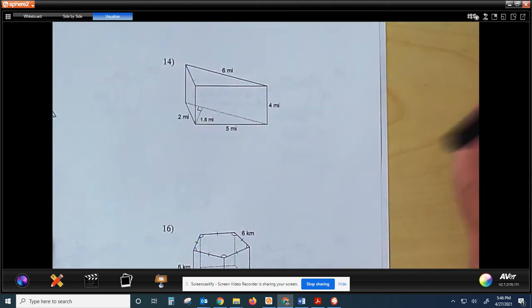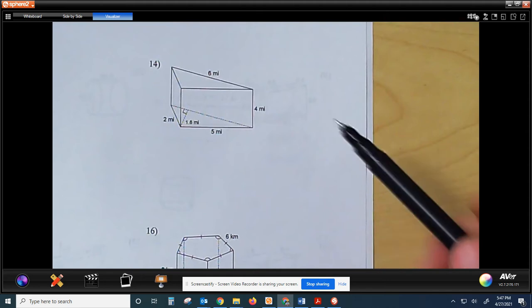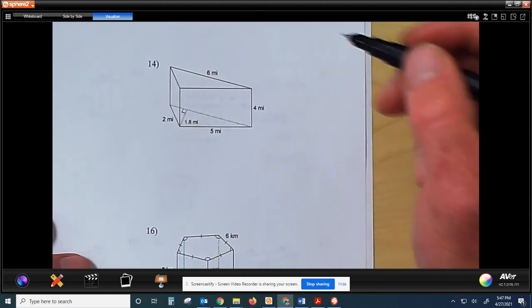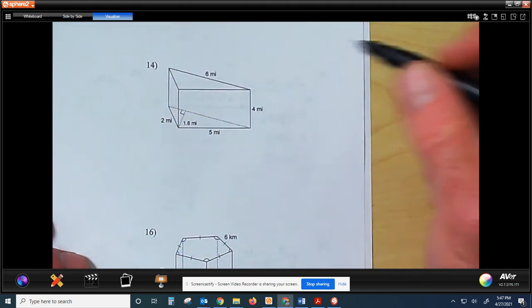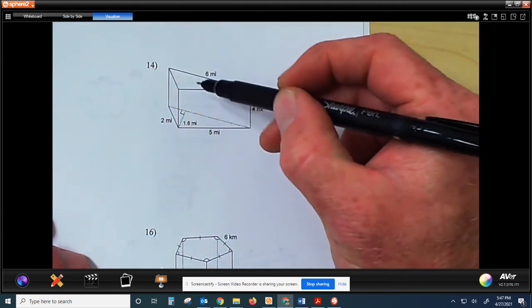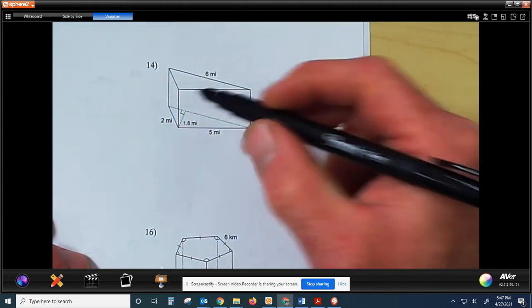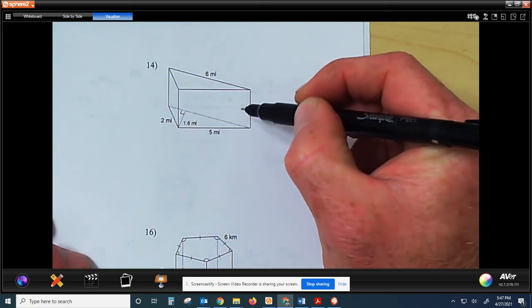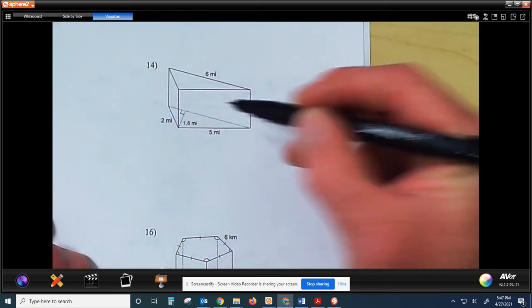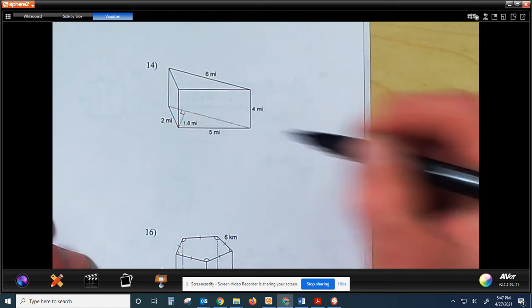Okay, here we go. I hope your information this year has accumulated and you see what's in this picture. I'm going to help myself by drawing a net. I have 2 triangles, top and bottom. And I have each side of the triangular prism, there are 3 of them, and they are rectangles.